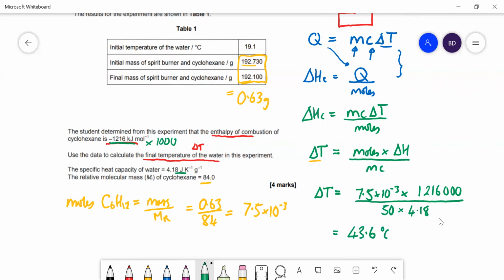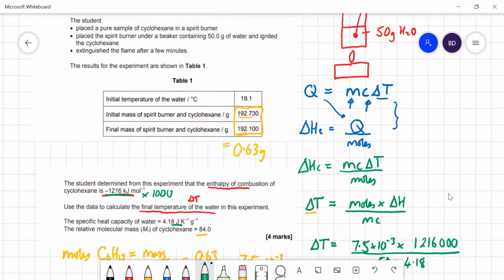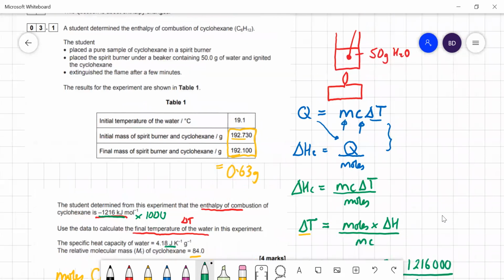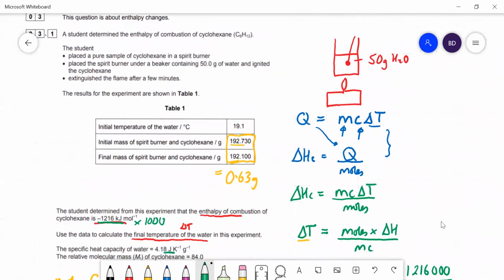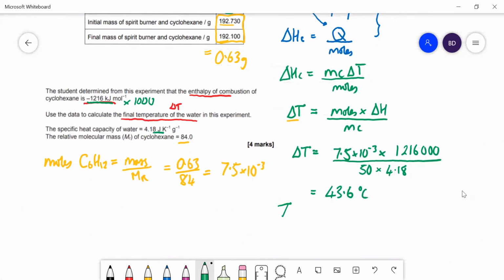43.6 degrees C. Now, our initial temperature, we need to find out what was our initial temperature. Where does it say that? It was 19.1. Okay, the initial temperature, yeah, up there, 19.1. So the final temperature is going to be 43.6 plus 19.1, which is equal to 62.7 degrees C. That is our answer.